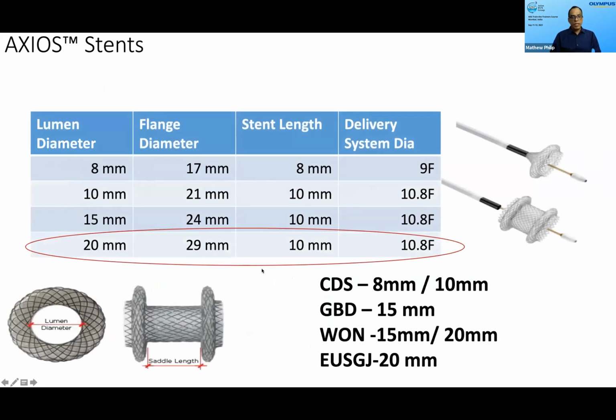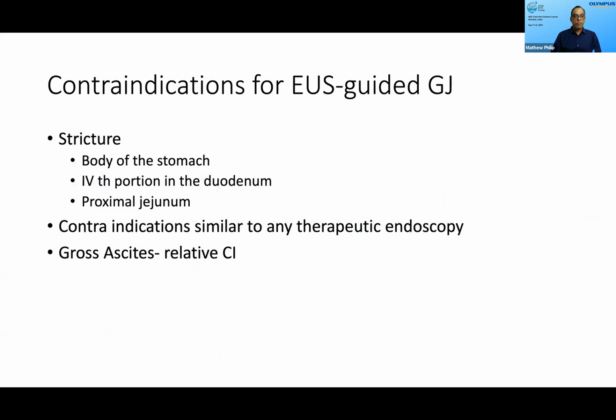Coming to the type of AXIOS stents, or the stents used as lumen apposing stents, the EUS-GJ stent has a flange diameter of 29 and a lumen diameter of 20 millimeters, and the stent length, that is the saddle length, is almost 10 millimeters. The delivery system is 10 French.